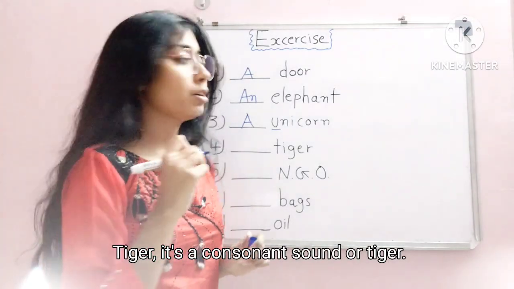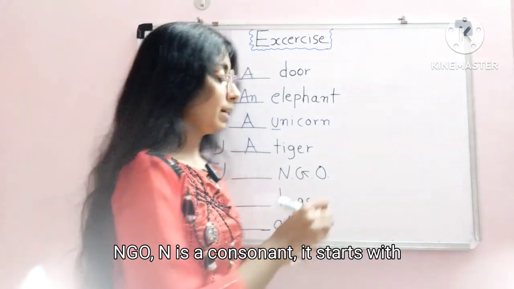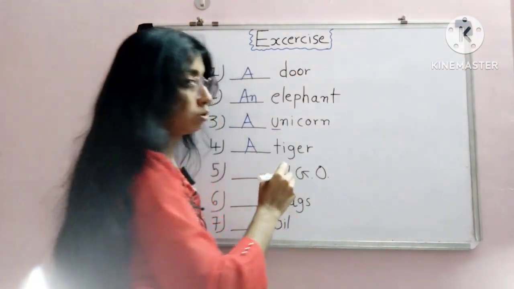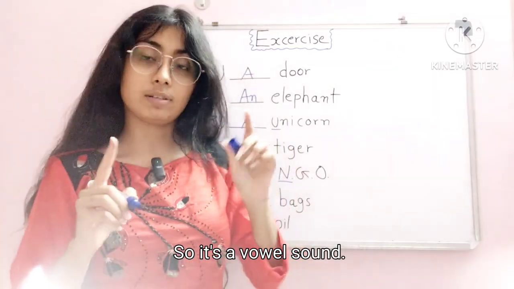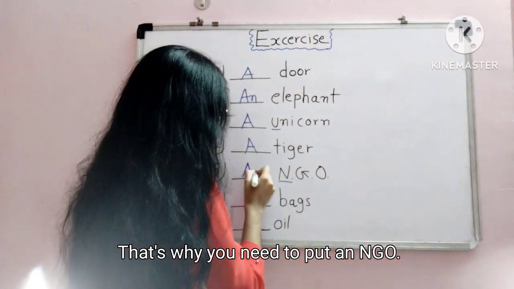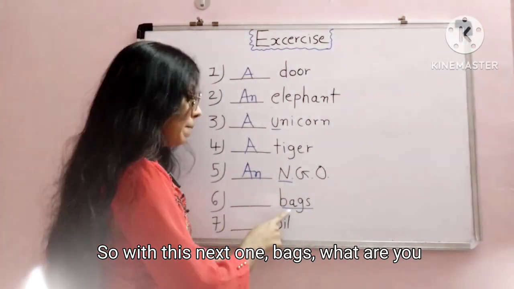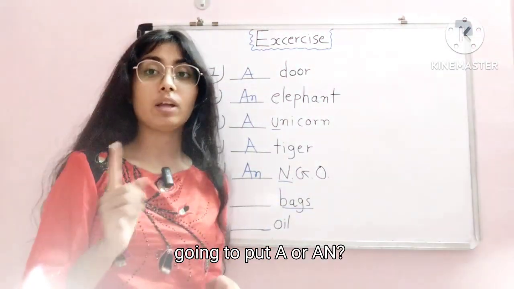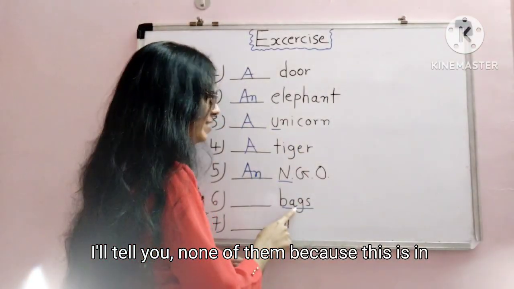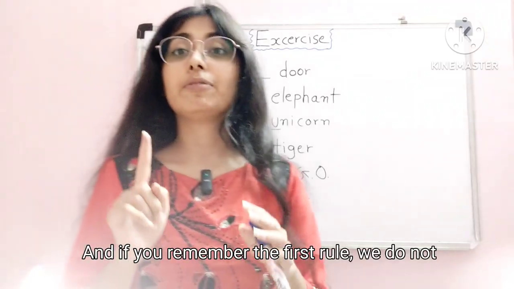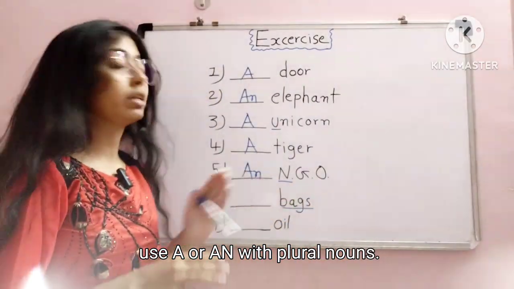Tiger. T. It's a consonant sound. A tiger. Engineer... I mean, hour-like sounds aside, next is a word that starts with a consonant letter but the sound is a vowel sound, so you need to put an. Pretty good till now. So with this next one, bags. What are you going to put, a or an? I'll tell you, none of them, because this is in plural form. And if you remember the first rule, we do not use a or an with plural nouns.